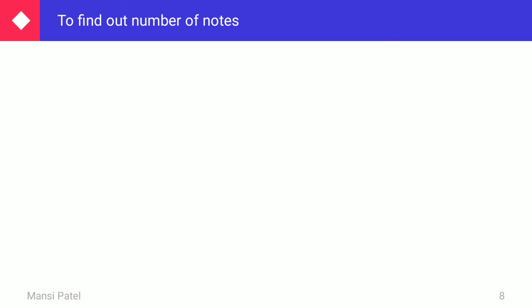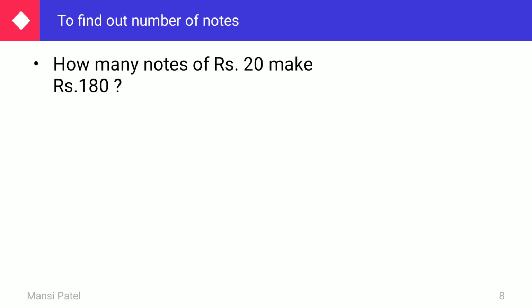Now our next topic is that you have to find out the number of notes. Like here I am asking you how many notes of 20 rupees make 180 rupees. Now to make 180 rupees you have to use only 20 rupee notes. If you are using only 20 rupee notes, then how many notes are required?